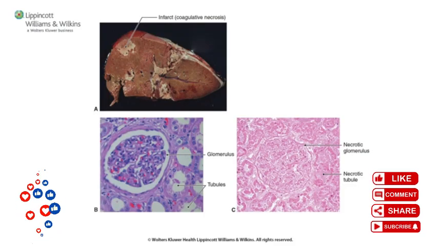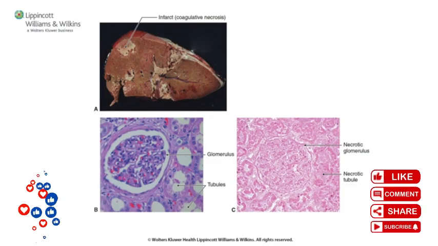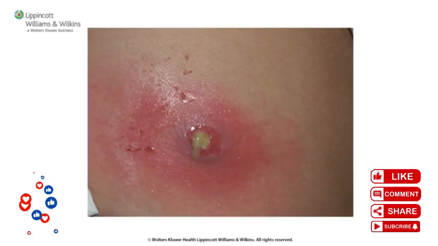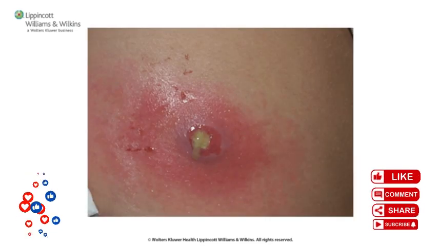So the first one is coagulative, and coagulative is characterized as kind of a gelatinous substance in dead tissue. Next we have liquefactive. So this is a viscous liquid mass.